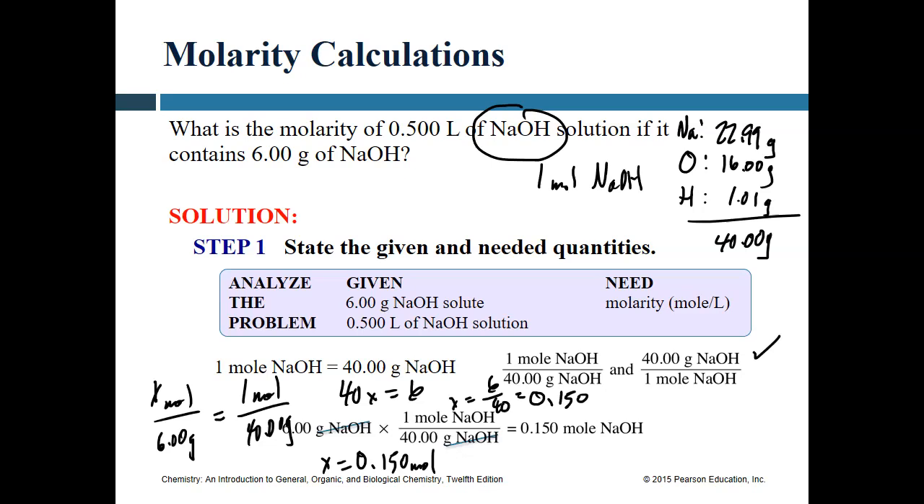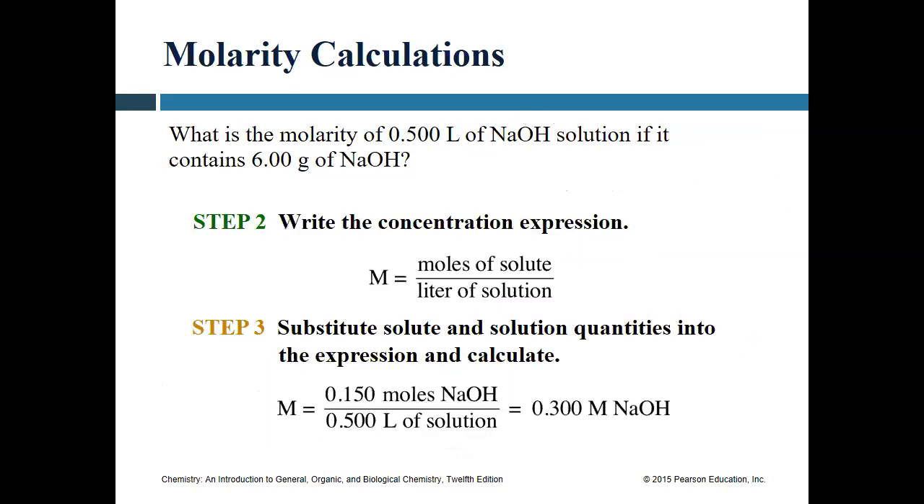So this is a skill we already have. We've just let it sit there dormant for the past couple of months. But now we can use it here, where we have figured out the number of moles of sodium hydroxide. If I take that and divide it by the total number of liters, that would give me my molarity, 0.300 molar sodium hydroxide. And so for molarity calculations, that capital M stands in as moles over liters.